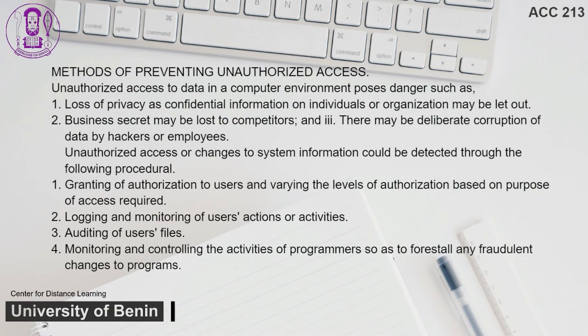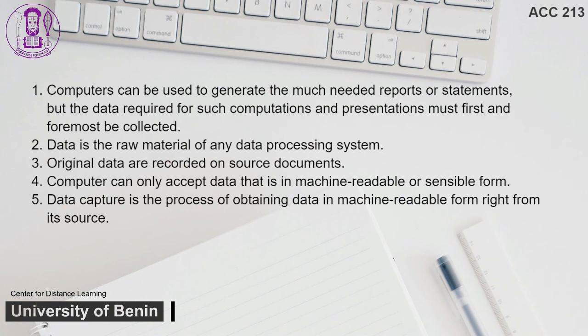Summary of Study Session 8. In this study session, please note the following. 1. Computers can be used to generate the much-needed reports or statements, but the data required for such computations and presentations must first and foremost be collected. 2. Data is the raw material of any data processing system. 3. Original data are recorded on source documents. 4. Computer can only accept data that is in machine-readable or sensible form. 5. Data capture is the process of obtaining data in the machine-readable form right from its source.